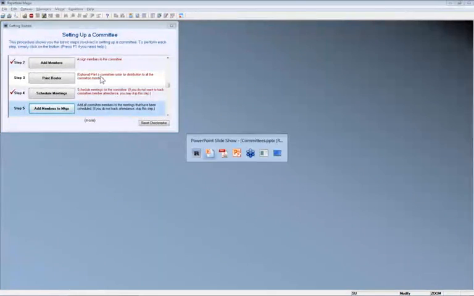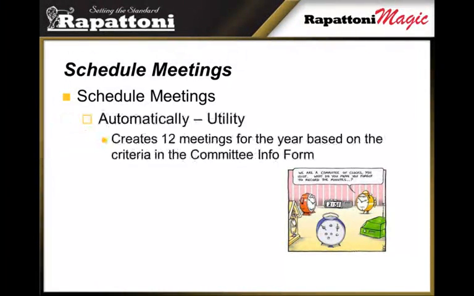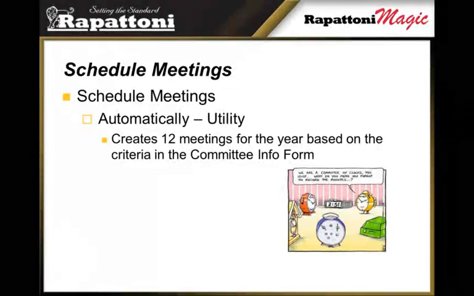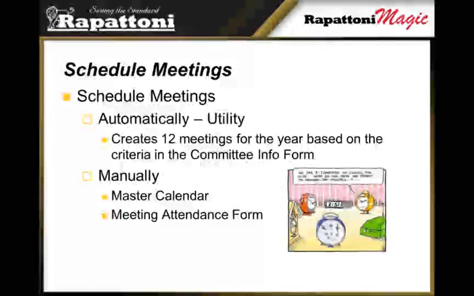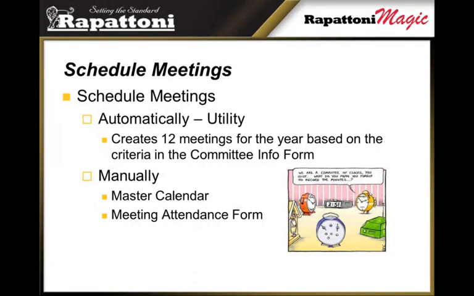Okay, let's summarize. To schedule meetings, you can use the utility. The utility will create 12 meetings for you for the entire year based on the criteria that you set up in the committee information form. You can also manually create a meeting at any time using the master calendar or the meeting attendance form, which we'll show you in the next few slides.